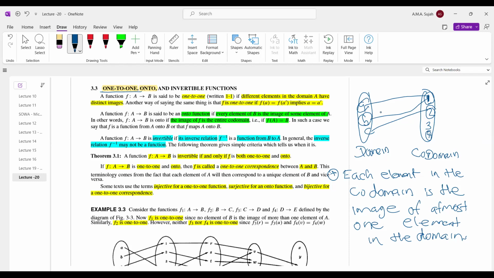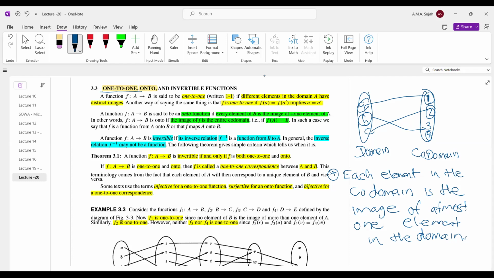If two different elements in the domain do not produce the same output, we can say it is a one-to-one function. So each element in the domain has a different image. There is no same image. That is the internal meaning of this, and that is what we call a one-to-one function.